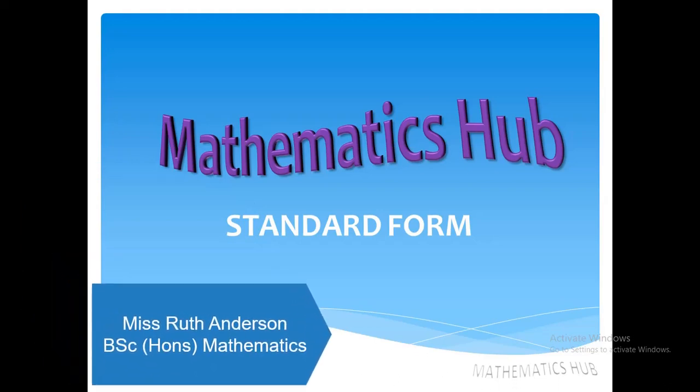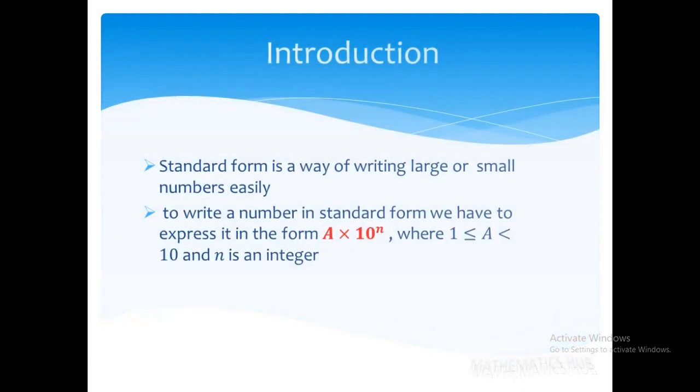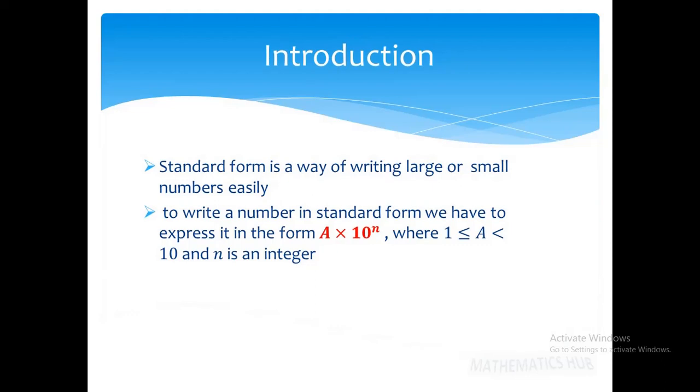Today we want to look at standard form, and our objective is to be able to write numbers in standard form. Standard form is a way of writing numbers easily, and to write a number in standard form we have to express it in the form a times 10 to the power n, where a represents a number that is greater or equal to 1 but less than 10, and n represents an integer. And remember, integers are positive or negative whole numbers including 0, so our n can be any of those numbers.